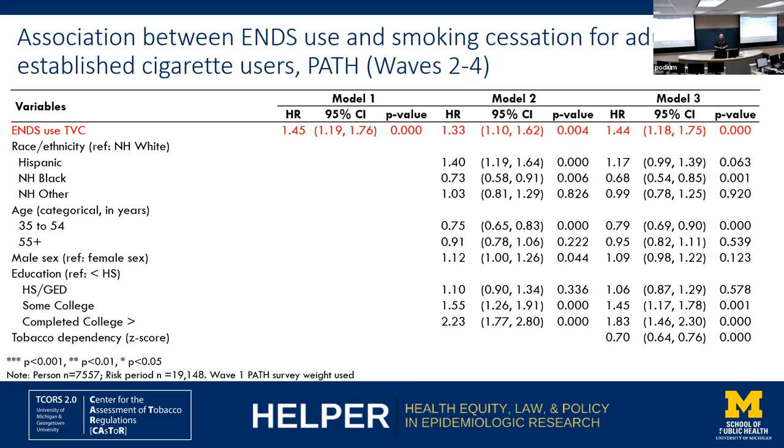Then you look at the other covariates when we add them, they kind of make sense, I think. Non-Hispanic Black individuals are less likely to quit smoking, and it's significant. In terms of education, people with some college are more likely to quit smoking in model two, which I think makes conceptual sense. And then in model three, it's the exact same model, but I'm adding in tobacco dependency as a Z-score, and it's significant. People who are more dependent are less likely to quit smoking, which makes sense. We are not changing our exposure variable, but it's still significant using wave one weights. And that's just kind of what the basic models look like. Maybe we can go back to this later.